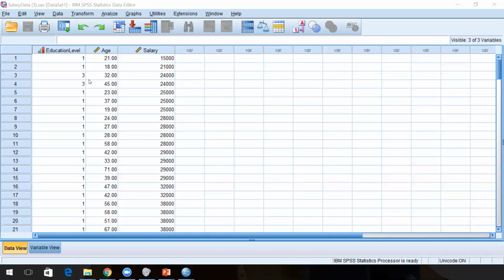Hello everyone, this video will be about using SPSS for regression analysis, and we'll go through an example we went through in class first. In this case we have some information on individual salary, their age, and their education level, and we want to use age and education level to predict their salary.